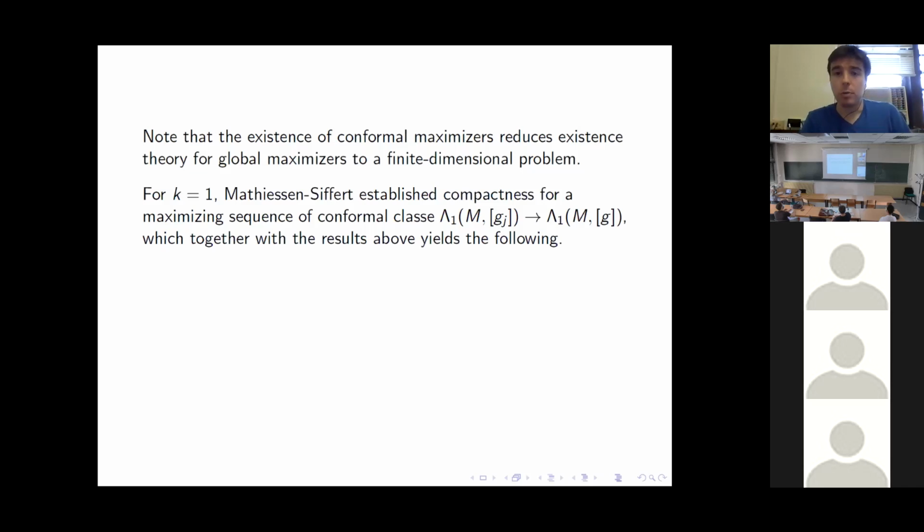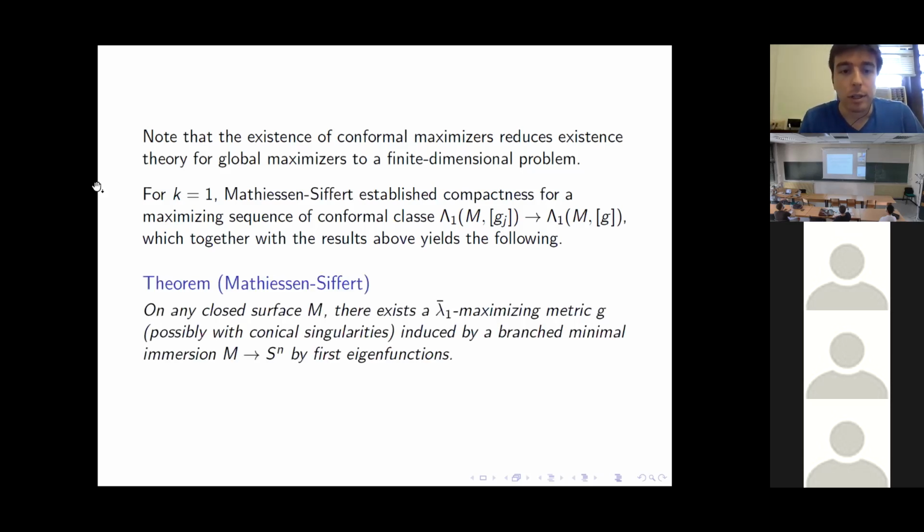But for k equals 1, Henrik Matthiesen and Anna Siffert were able to show compactness for a maximizing sequence of conformal classes. So the key point here is they're able to rule out degeneration to the boundary of Teichmuller space. And combining this with the conformal existence results, they're able to show that on any closed surface there in fact does exist a globally lambda1 maximizing metric. Again, this may have some conical singularities corresponding to zeros in these maps, induced by a branched minimal immersion into a sphere by first eigenfunctions.